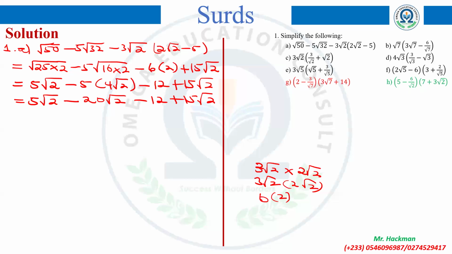Yes, please. So in effect, we'll be left with only minus 12. At that point, I know that the minus 12 is going to be my last statement, which indirectly will be my last answer, so I can draw my conclusion. Therefore, root of 50 minus 5 root of 32 minus 3 root of 2 into 2 root of 2 minus 5 will be equal to minus 12.